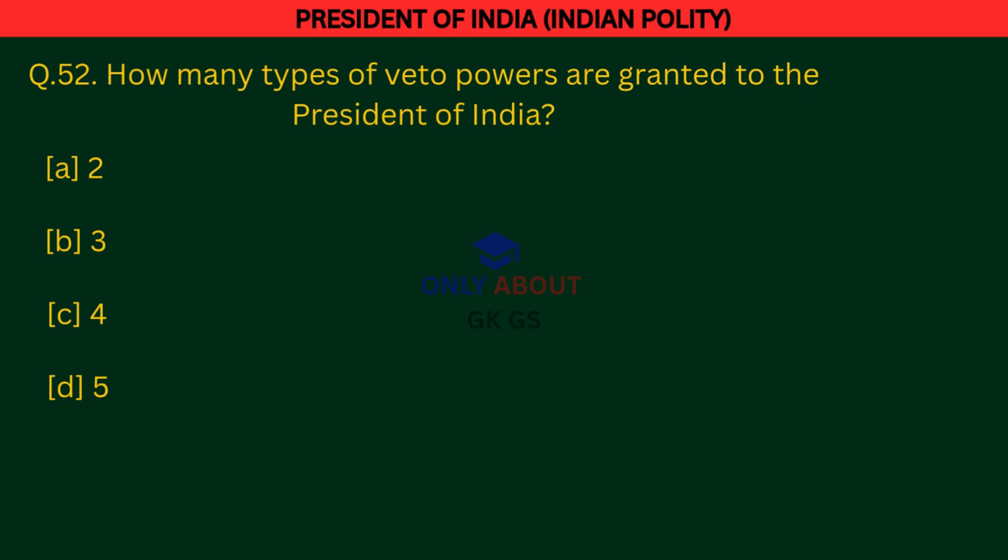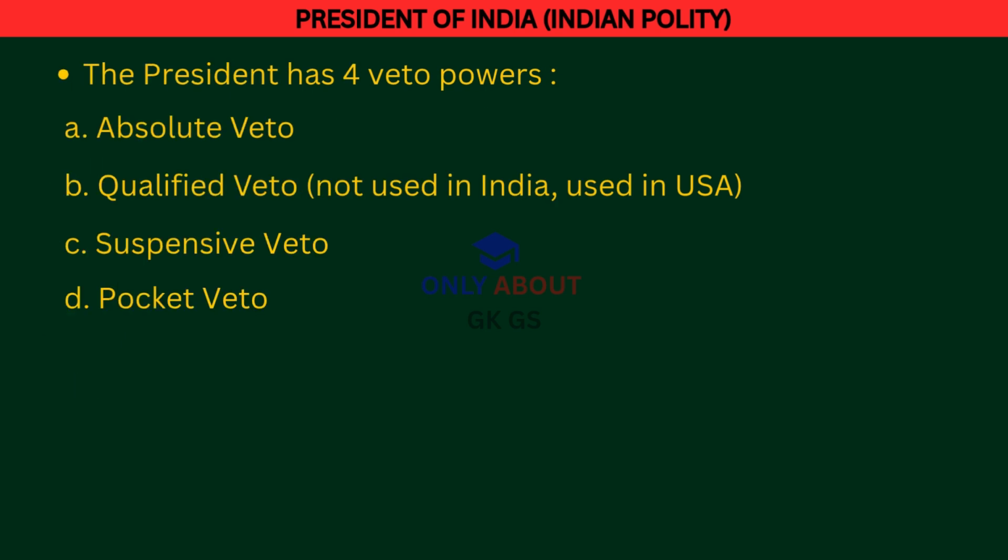Next question. How many types of veto powers are granted to the President of India? Correct answer: 4. The President has 4 veto powers: absolute veto, qualified veto, suspensive veto, pocket veto.